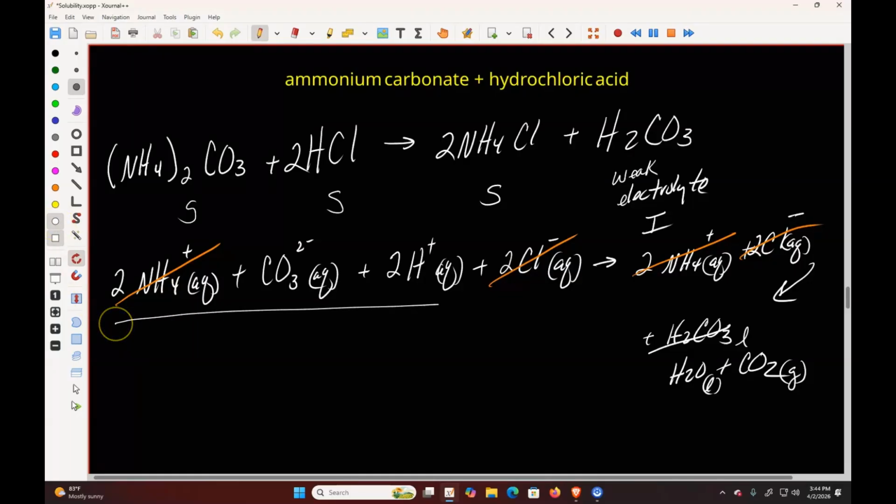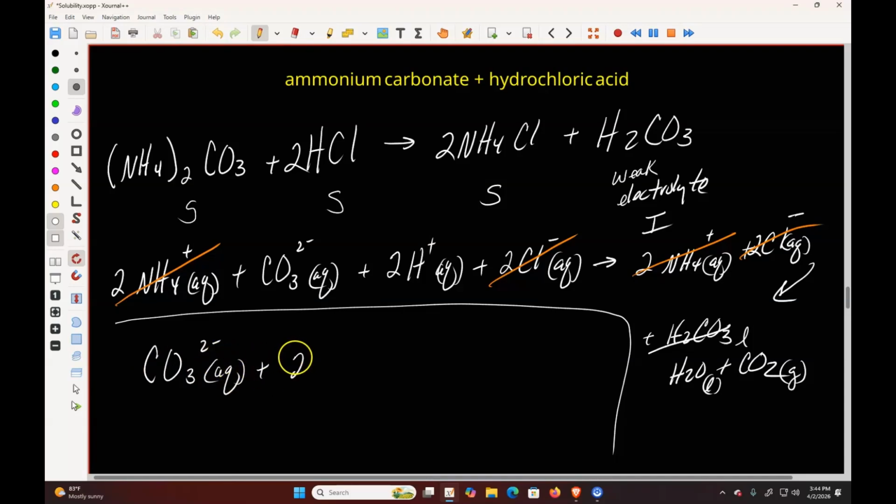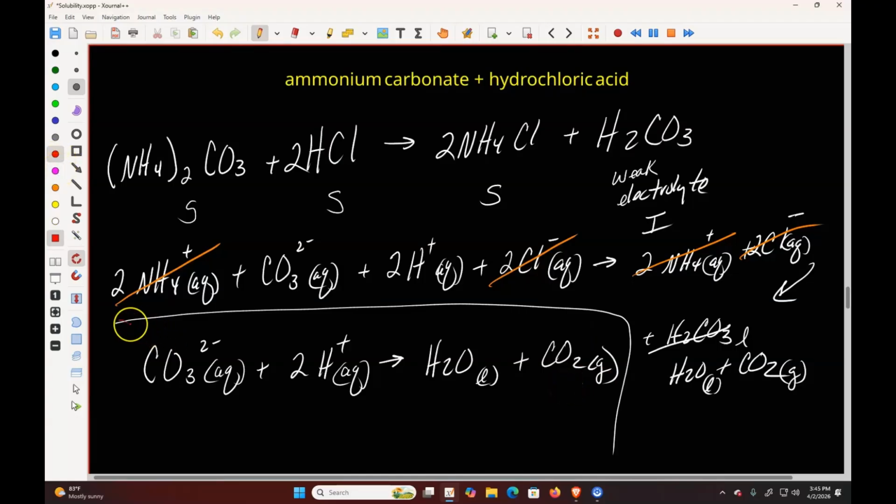So my net reaction, I'll put it right here. So it's going to be CO3 2 negative, aqueous, plus 2 H plus aqueous, yields H2O, liquid, plus CO2, gas. So that's going to be my net equation.